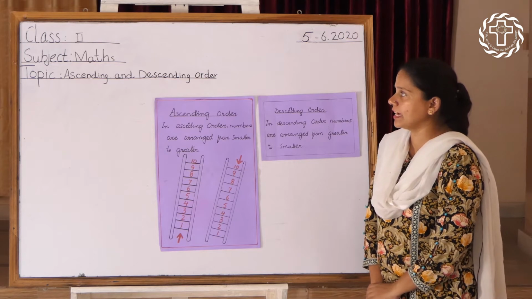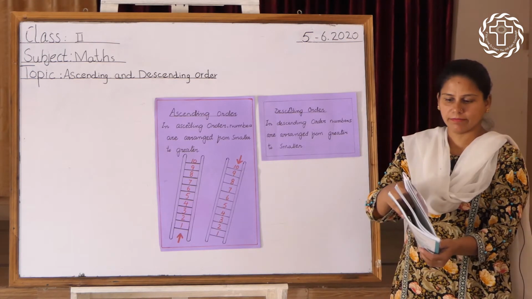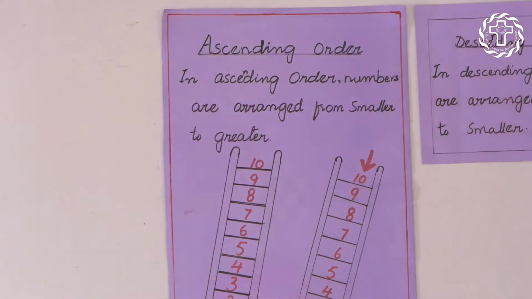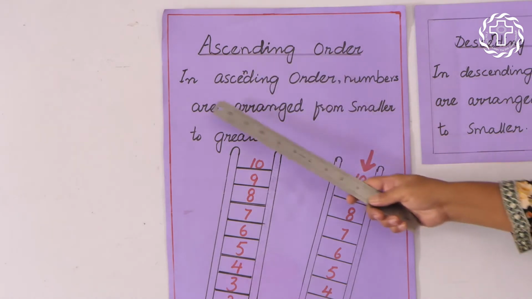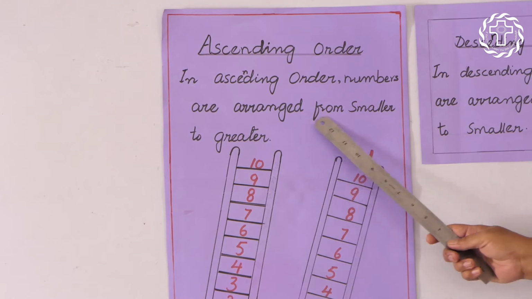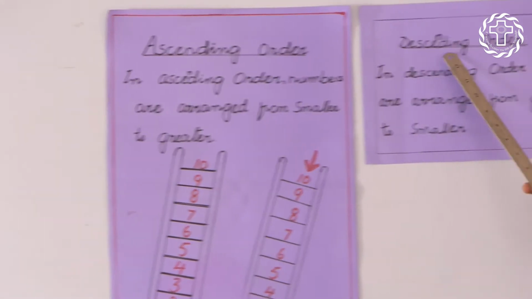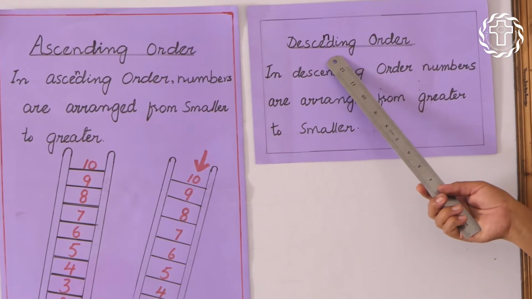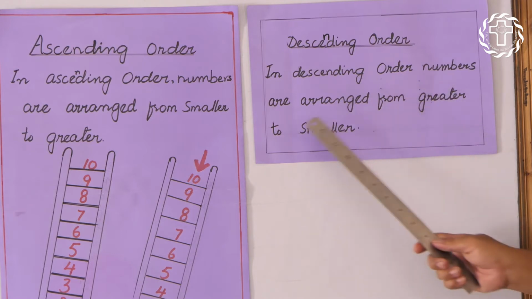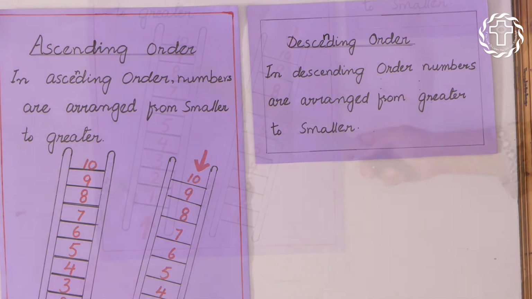Class 2, subject maths, topic ascending and descending order. Open your book, page number 3. Ascending order. In ascending order, numbers are arranged from smaller to greater. Descending order. In descending order, numbers are arranged from greater to smaller.